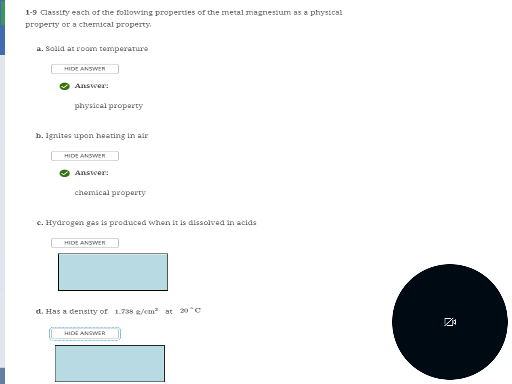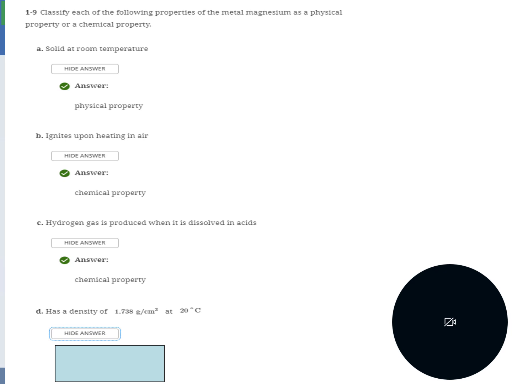Part B, ignites upon heating. That is a chemical property. We're going to get a fire, and it probably burns very bright. You don't want to look at it. We will do this in the lab and you'll see that. And if you were to look at it, you should look through special glasses.